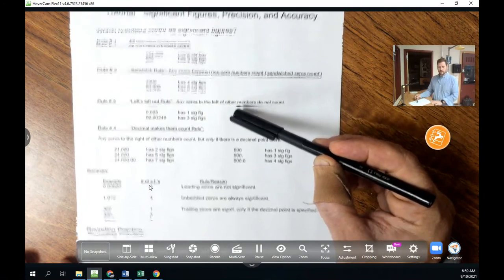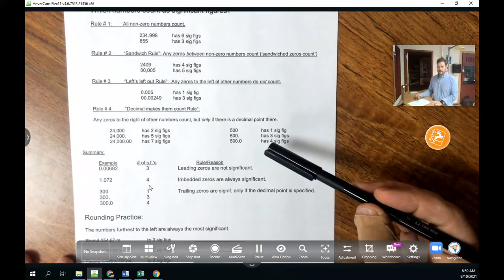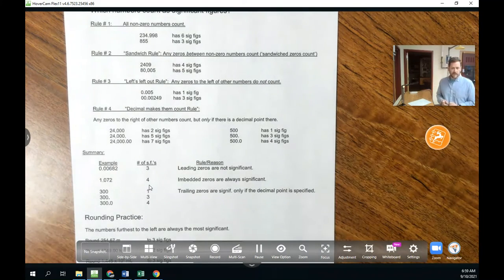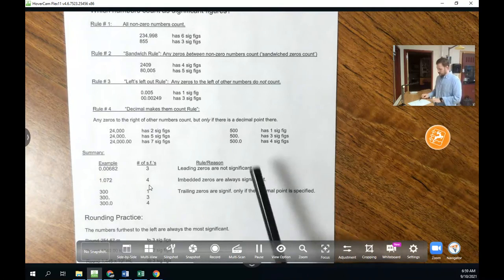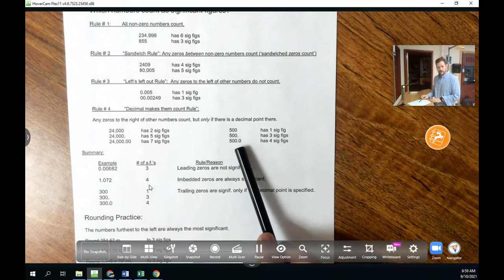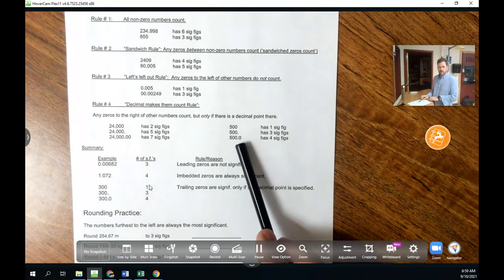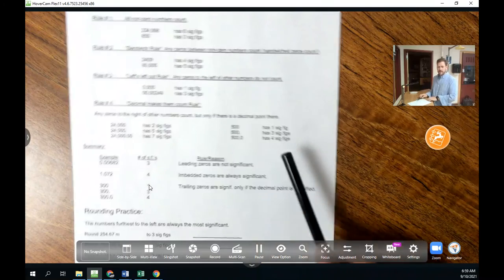If they are leading zeros, then they are never significant. They're just placeholders. And if they're trailing zeros, then the decimal point makes them count. The decimal point is indicating that somebody's taken the time to measure to that placeholder value. So comparing those 3 is a good example to look at.